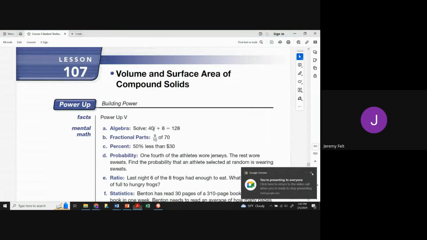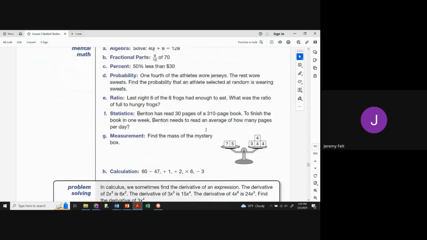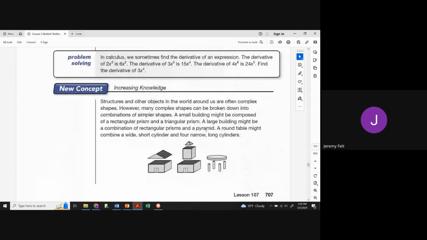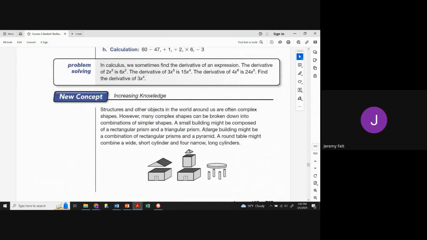All right, lesson 107, volume and surface area of compound solids. Okay, so not every shape that we have in our three-dimensional world is a perfect cone or cylinder or pyramid or cube or triangular prism or whatever. So sometimes we're going to have to break it apart into different shapes, just like we do with polygons. If we're trying to find area and different things, we can break it apart into different shapes. We can do the same thing with these.